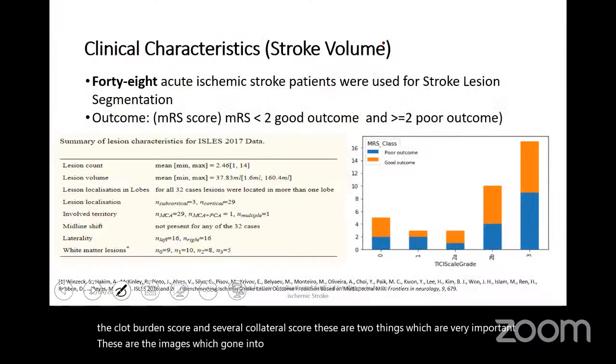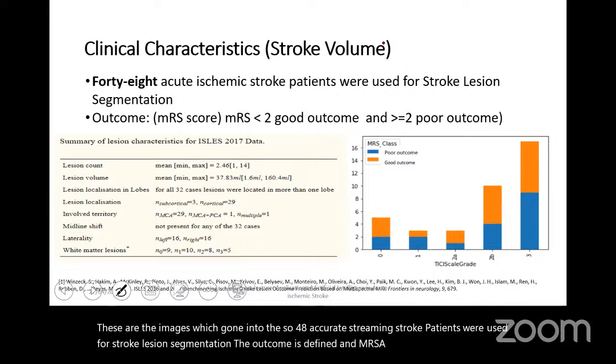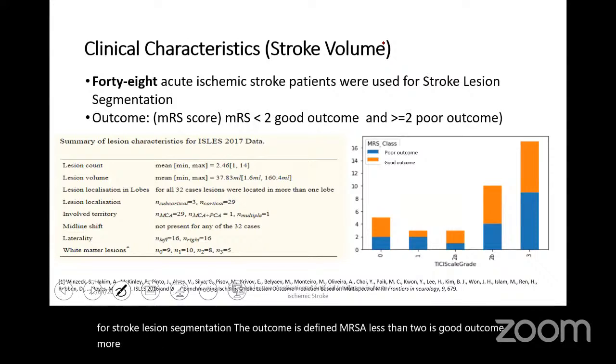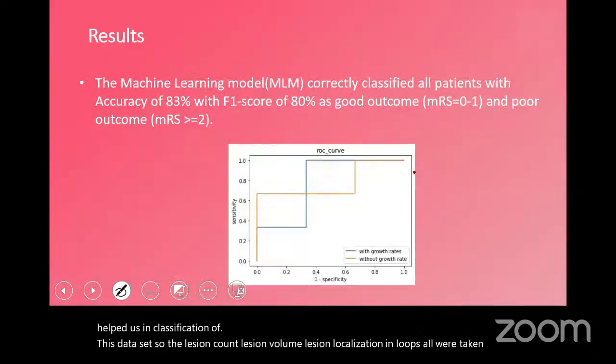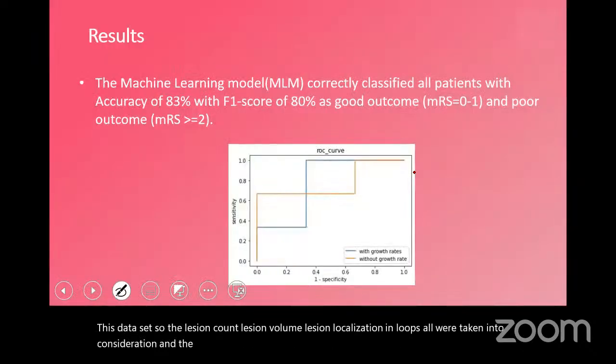So 48 acute ischemic stroke patients were used for stroke lesion segmentation. The outcome is defined as mRS less than 2 is a good outcome, more than 2 is a poor outcome, and various clinical characteristics helped us in classification of this data set. The lesion count, lesion volume, and lesion localization in lobes were all taken into consideration. And the machine learning model correctly classified patients with an accuracy of 83% and F1 score of 80% as good outcome and poor outcome.